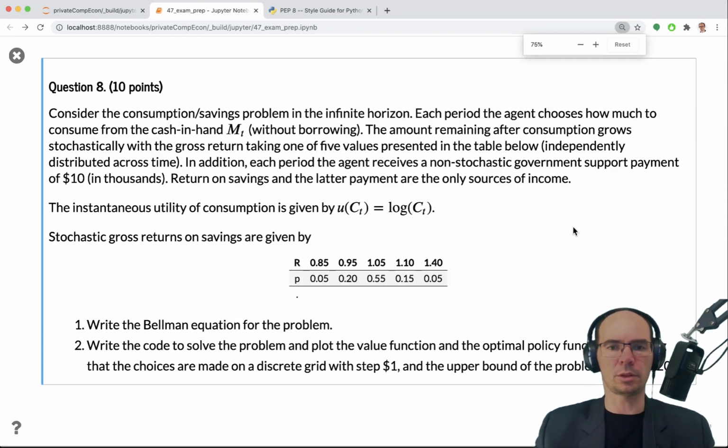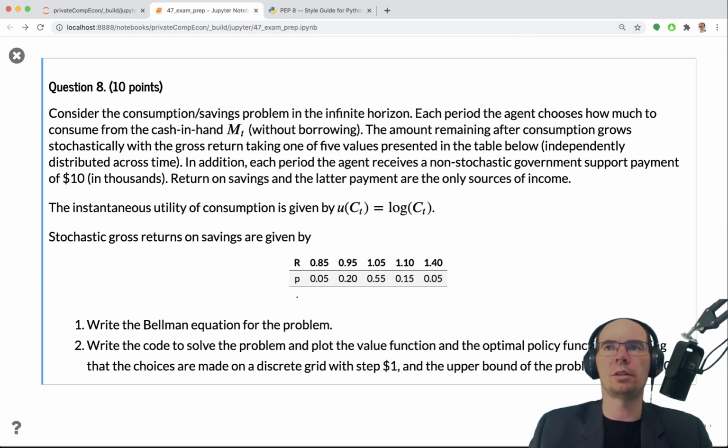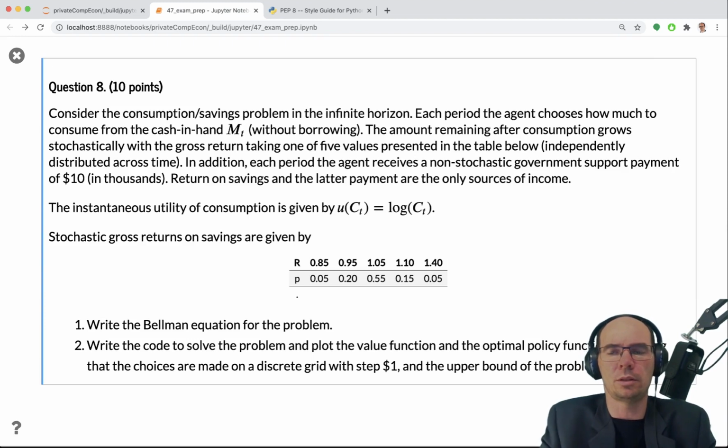Okay, so what's the task? Consider the consumption savings problem in the infinite horizon. Well, you should immediately think of Deaton's class. Each period, the agent chooses how much to consume from the cash in hand M without borrowing. So standard Deaton. The amount remaining after consumption grows stochastically with the gross return taking one of 5 values presented in the table below, independently distributed across time. Okay, so the return is stochastic, not the income, like we had in all of our examples.